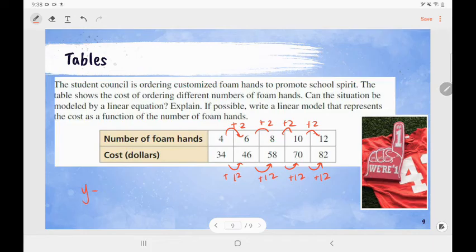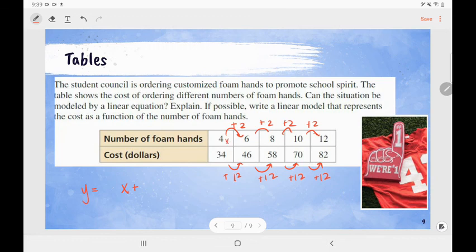Y is equal to mx plus b. Now I don't know my y-intercept. So remember, I have two different options. I can use the b method or I can use my slope-intercept form. I'm going to use the b method. With the last one, I used point-slope form. So calculate your slope to begin with. No matter what method I choose, I need to calculate my slope.